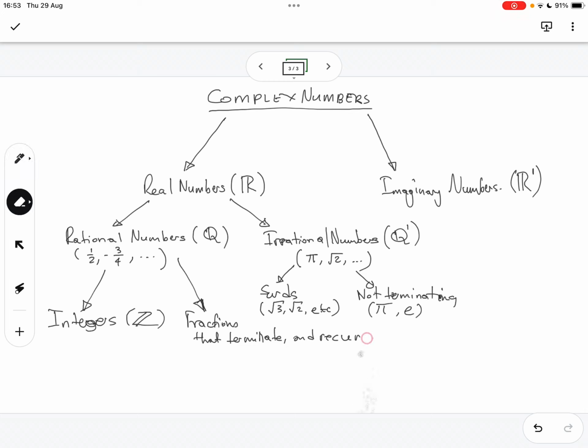Let's say you've got a fraction, a rational number, and it's 1 divided by 3, so it's 1 over 3. So it gives us 0.33333333333, right? You keep doing the division of 3 into 1 step by step, and you'll keep having the 3's all the way to eternity, right?